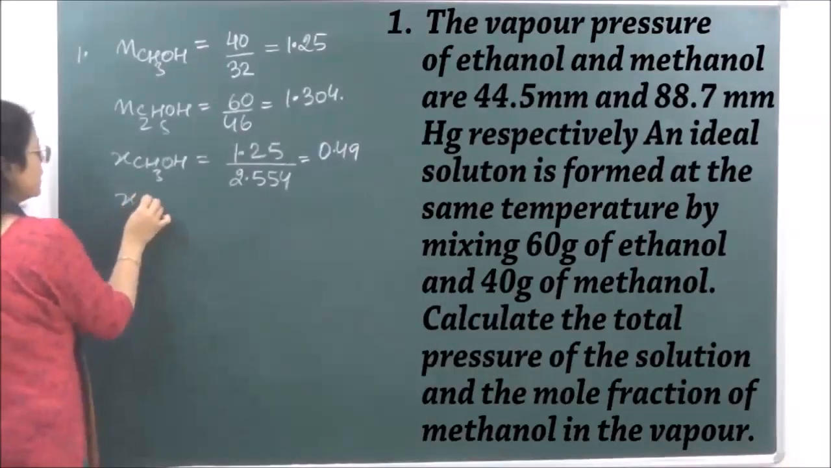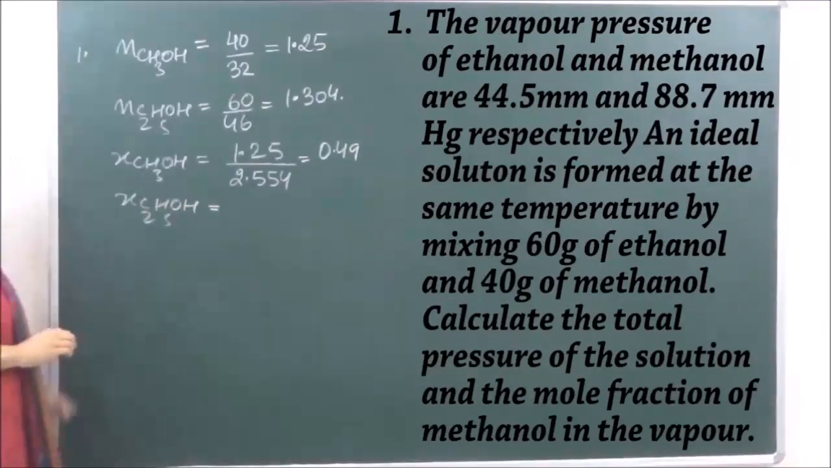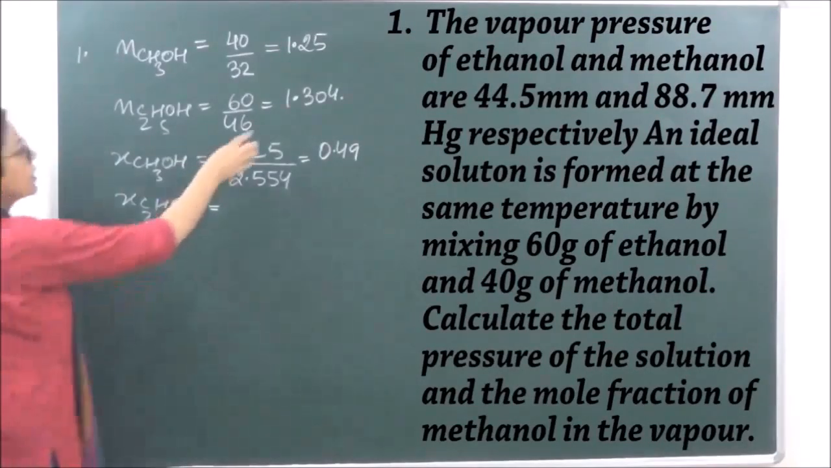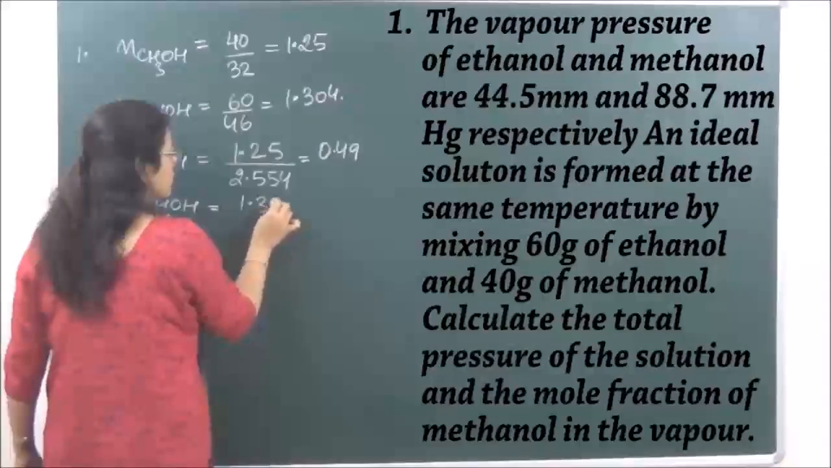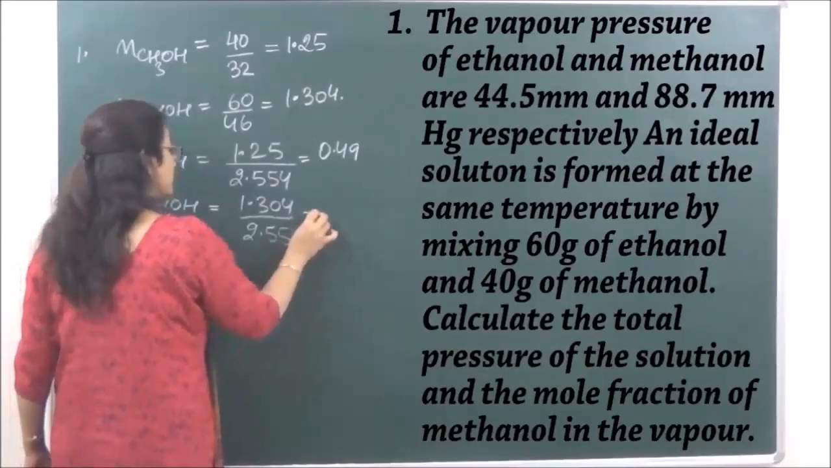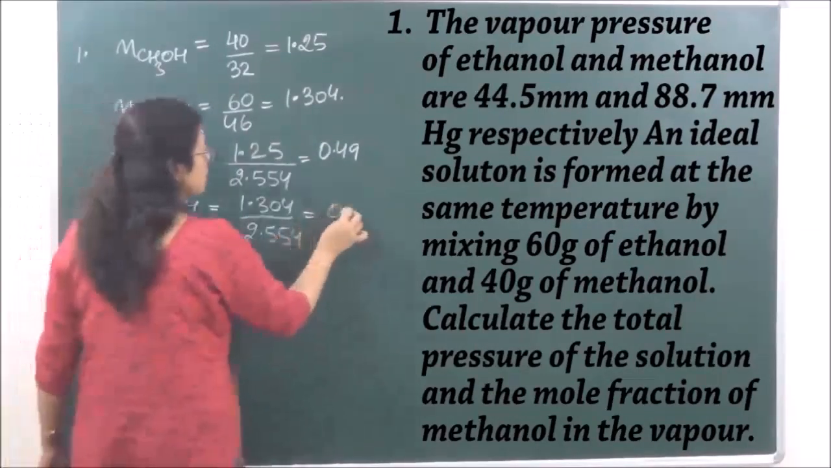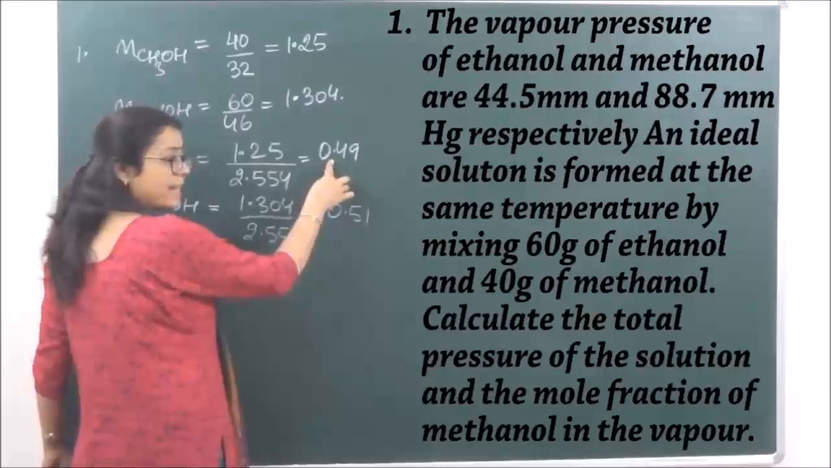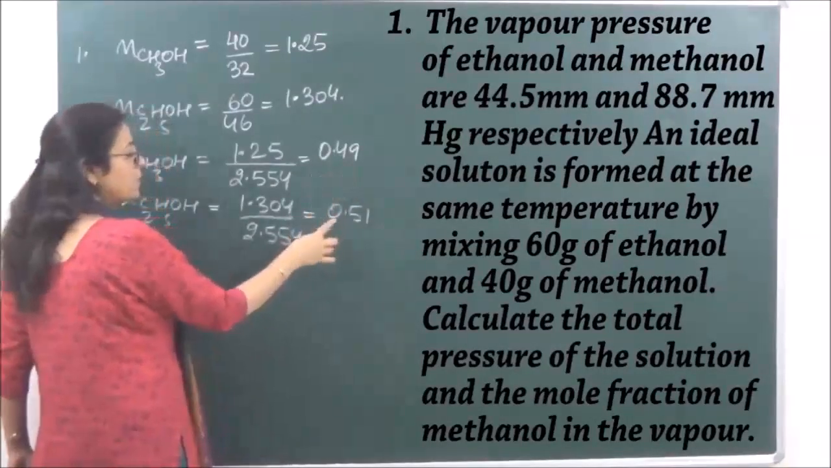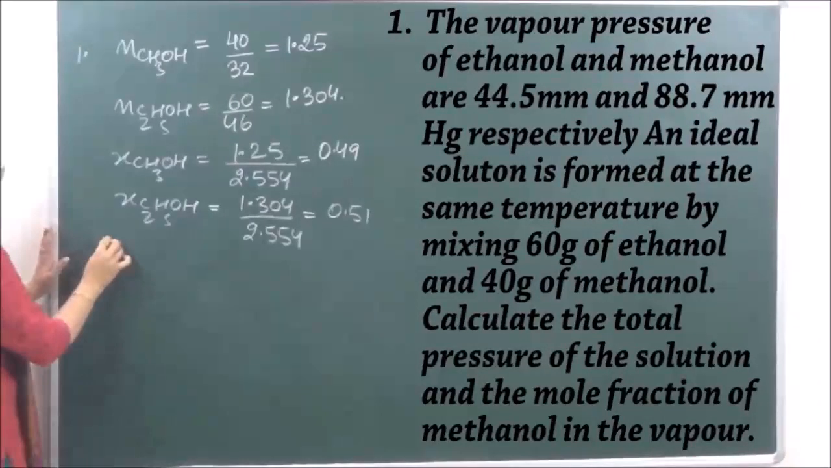Right? Similarly, we calculate the mole fraction of C2H5OH. Okay, so that will be equal to what? 1.304 upon 2.554. This when calculated comes to 0.51. Or you can simply subtract 0.49 from 1, you will then also get 0.51.